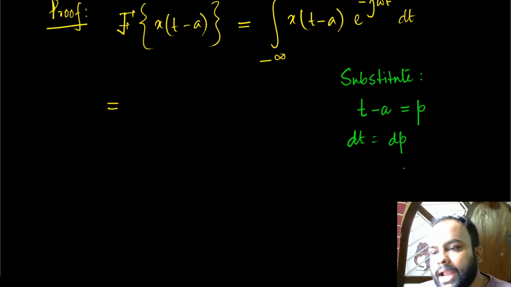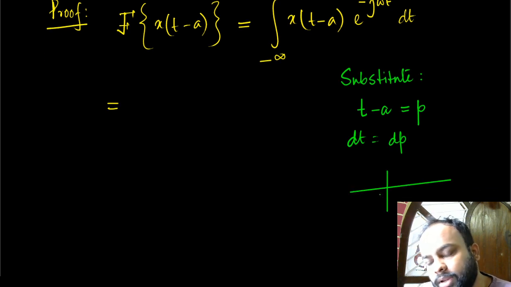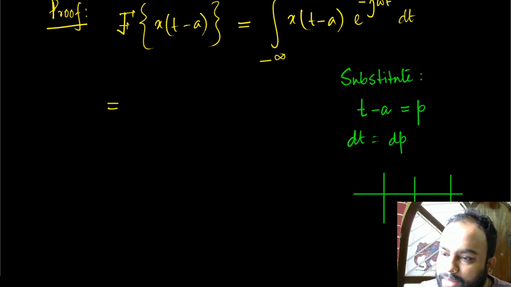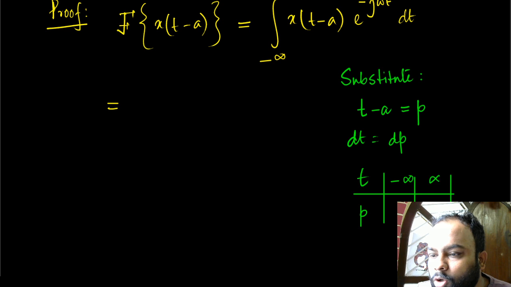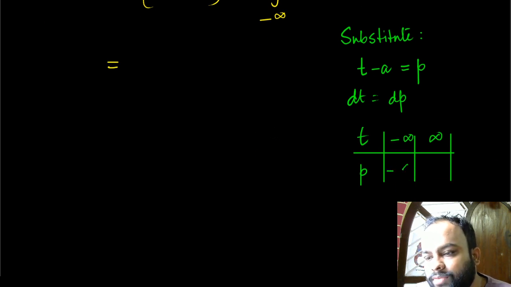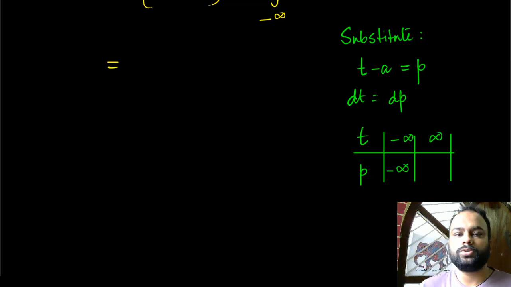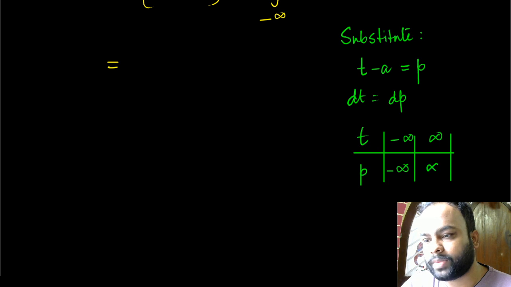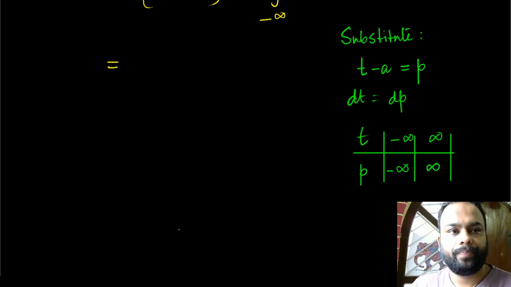And what about the limits? We have to think about the limits whenever we do a substitution. Here I have t, here I have p. t varies from minus infinity to plus infinity, and when t goes to minus infinity, p also goes to minus infinity, because a is a finite quantity. And when t goes to plus infinity, p also goes to plus infinity.